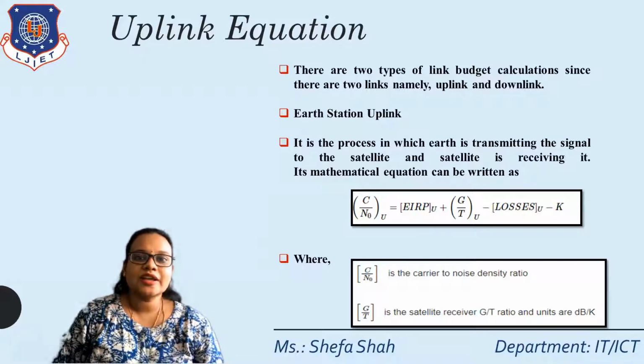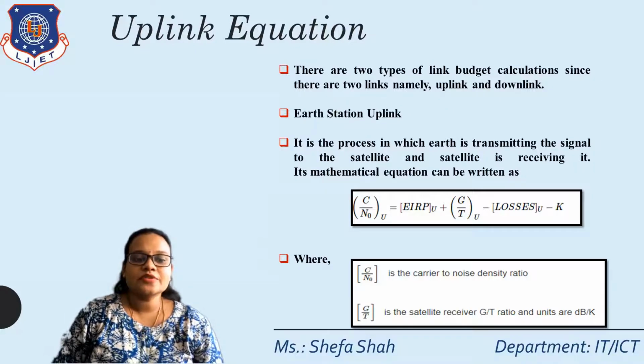So the transmitter at the earth station will work as a transmitter and the satellite will work as a receiver. That particular link, from the earth station to the satellite receiver, is called the uplink. And the frequency at which we transmit is called the uplink frequency. So we will find the value.